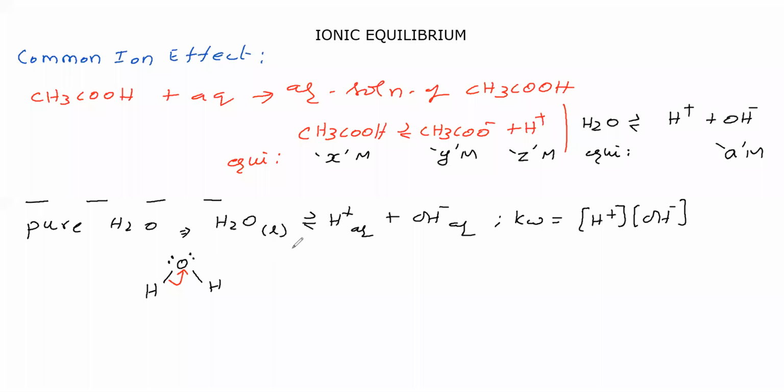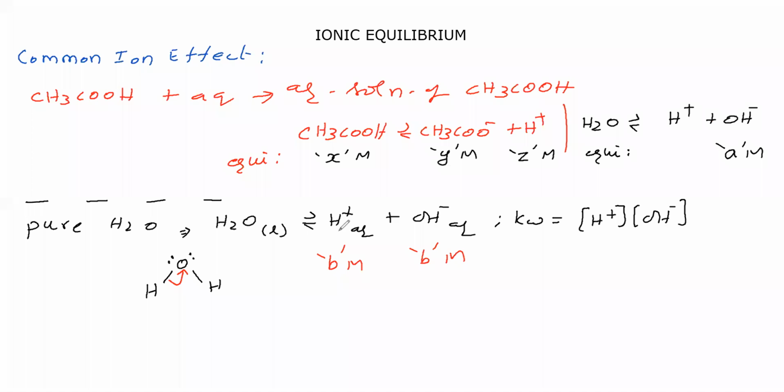One water molecule on ionization gives 1 H plus and 1 OH minus ion. Therefore, at equilibrium, the concentration of H plus and the concentration of OH minus in pure water will be equal. Suppose the concentration of H plus is B molar, then the concentration of OH minus is also B molar, both have equal value. Therefore, we can say Kw is equal to the concentration of H plus squared, or the concentration of OH minus squared.